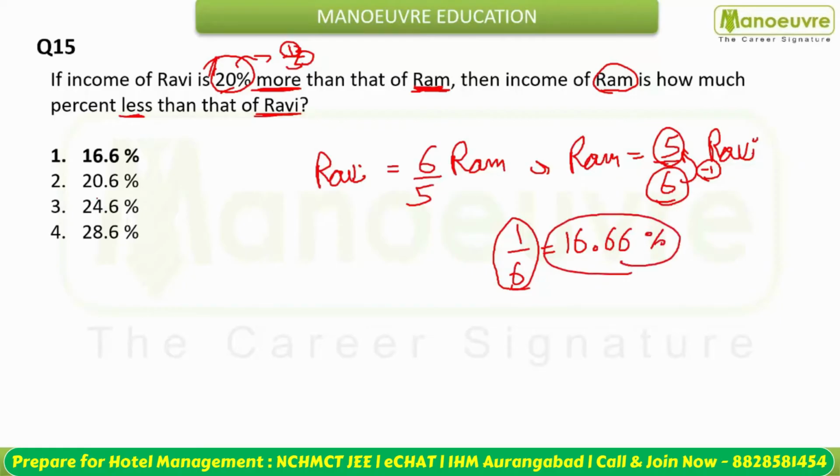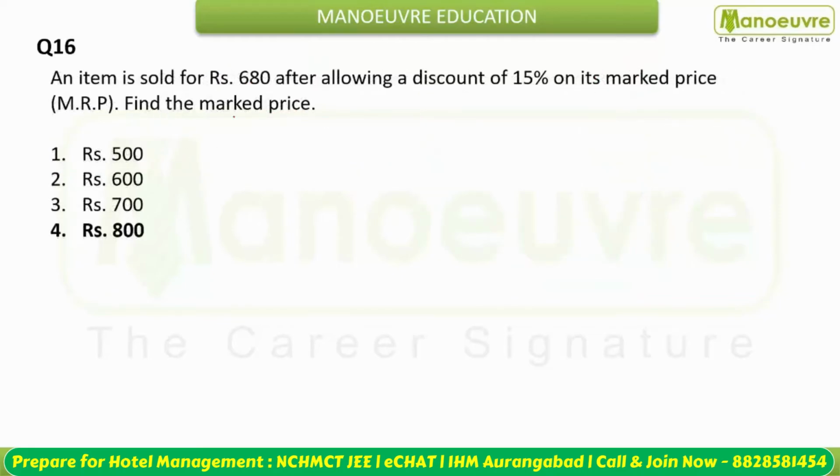16.66%. So your answer is going to be what? Option first, that is 16.6% less. राम का इनकम रवि के इनकम से 16.6% कम है. ओके, चलिए नेक्स्ट मूव करते हैं.